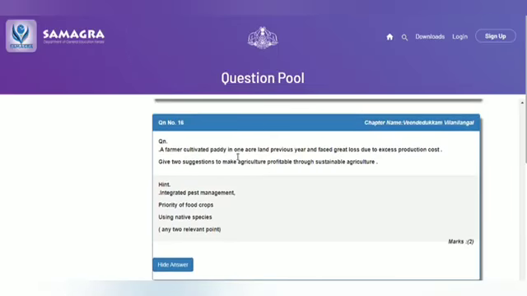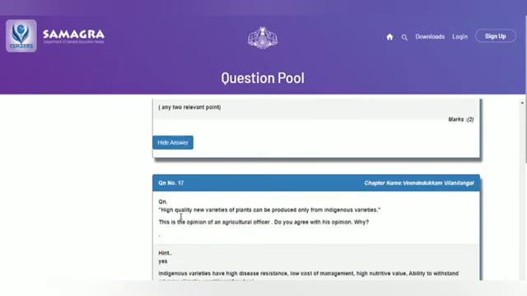A farmer cultivated paddy in 1 acre land the previous year and faced great loss due to excess production cost. Give two suggestions to make agriculture profitable through sustainable agriculture. Integrated pest management, priority of food crops, then using native species. This method can be used.